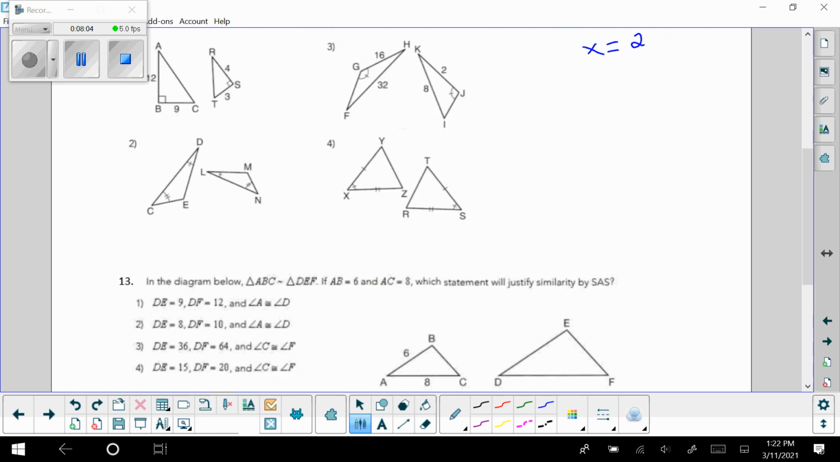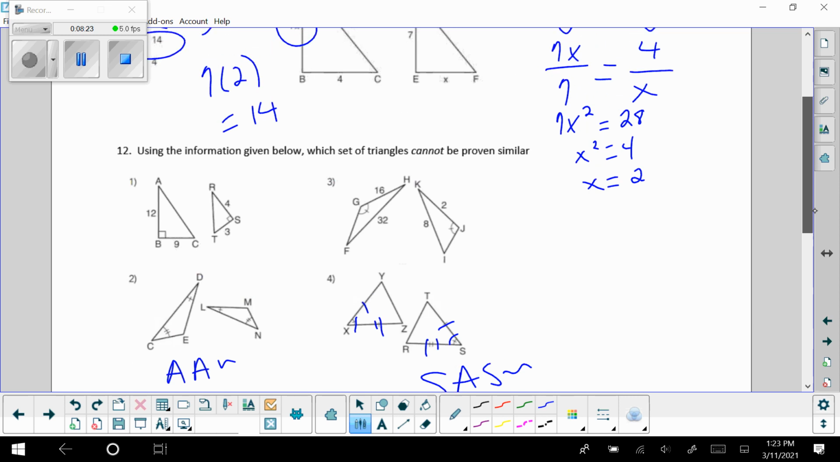So this is angle-angle because they have 2 angles. Number 4 is side, angle, side. So now we just need to compare 1 and 3.